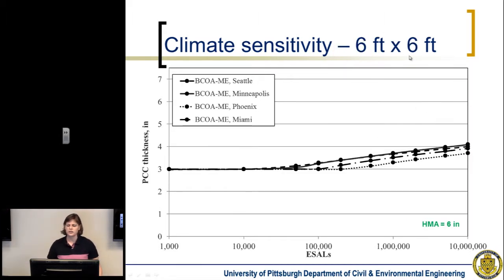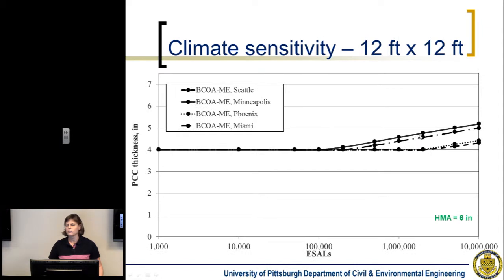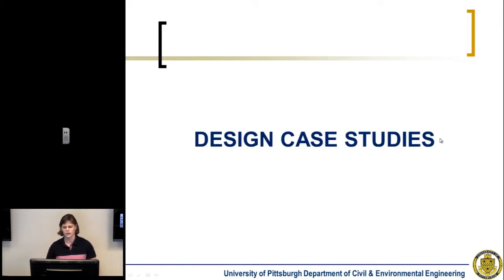When you start to get to the 6x6, you see a little bit of an increase in the sensitivity with respect to climate. And then with the 12x12, your panels are much longer. It becomes substantially more sensitive, as you would think. Again, this was not compared to the ACPA or the Colorado DOT procedure because those weren't directly incorporated into those design procedures. So now that we've seen a little bit on how sensitive the design thickness is to these various inputs, we're going to go to the next step and look at different case studies.